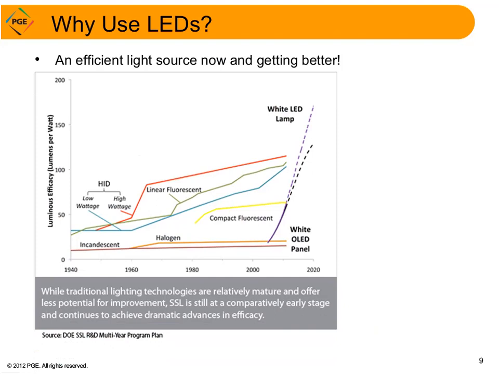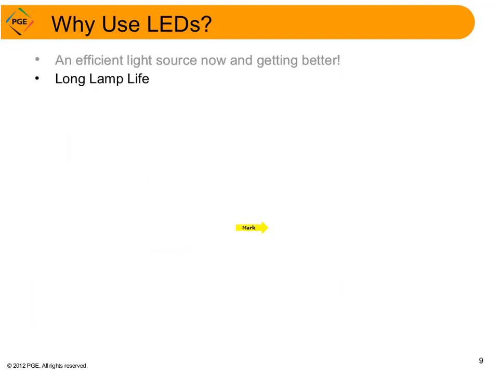So why use LEDs? Probably the number one reason that people give is because they produce light in a very efficient way. This chart, which looks like a bunch of spaghetti, shows some of the older technologies like HID, fluorescent, and incandescent, and shows their improvements over time. Here we show that LEDs and OLEDs just started right after the turn of the century, and their improvements have just shot up like a rocket. Another reason is they have a very long lamp life. 35,000, 50,000, even 100,000 hours or more is not uncommon.